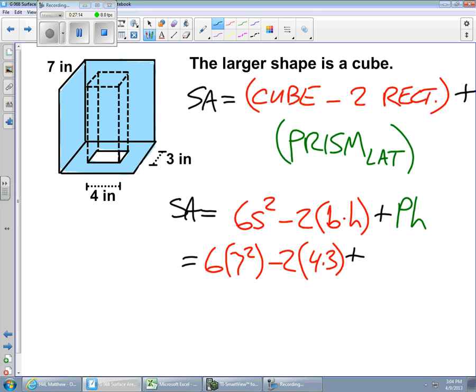And then we go, okay, plus P. P is the perimeter of the base for that particular solid. So looking at the little prism, what is the perimeter of the base of that prism? 4, 3, 4, 3. That's the perimeter. 2 4s and 2 3s, that's 14. And then that needs to be multiplied by the height of that prism. 7. It travels all the way through that cube. Okay, well, there we go. We've got our formula converted all the way into number form.